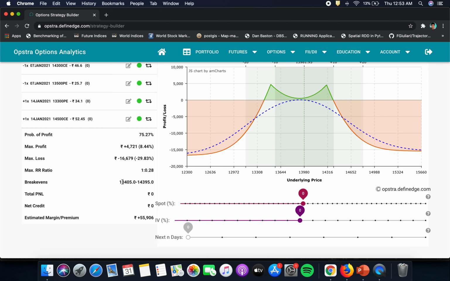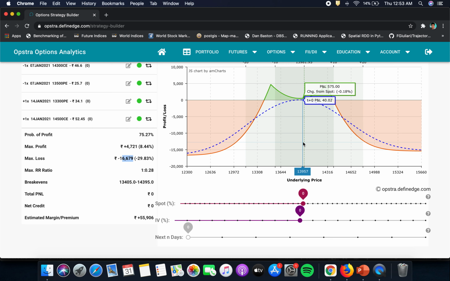You can see the range, it's almost a 1,000 point range, and look at the probability of profit, it's 75%. If you can get it above 60%, it works most of the times. And look at the maximum profit. I know the maximum loss is a bit intriguing, but that happens only when the market falls to 12,537. Could you imagine it? The markets are currently at 14,000. Such a big fall is really hard.